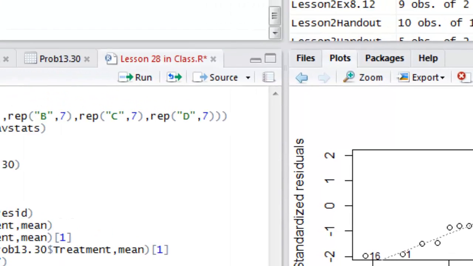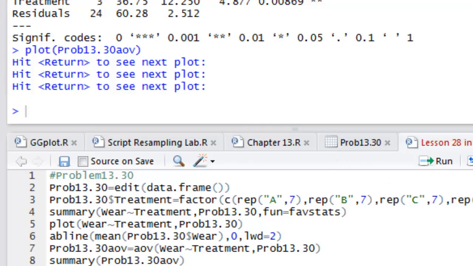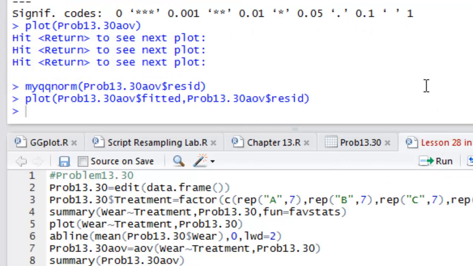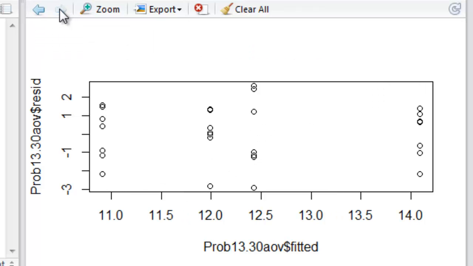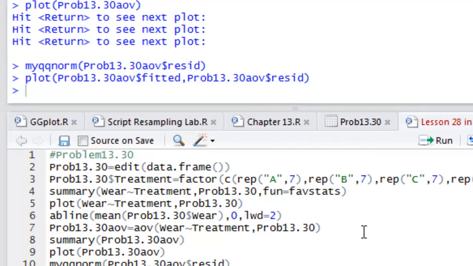You can also plot them by your own commands. Here are the commands as well. We talked about the QQ norm plot in class, and this one's the constant variance. All right, so that's it for the ANOVA.